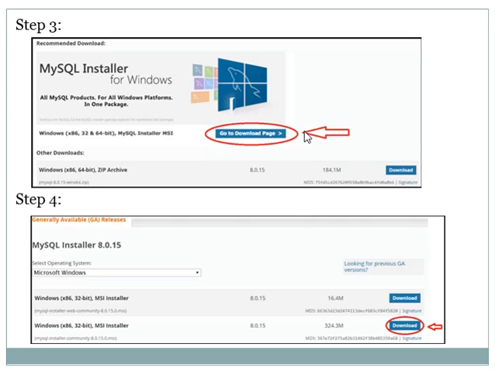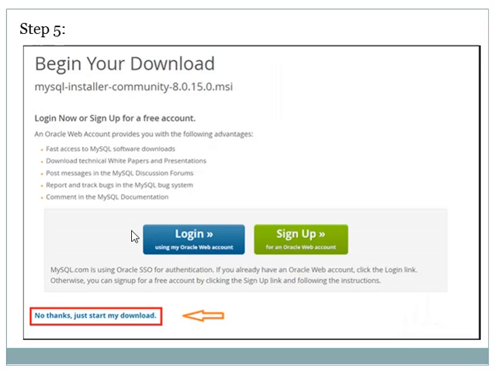Please don't download from the other download sections, which are available exactly below the go to download page option. In step 4, after clicking on go to download page, it redirects you to another page where you need to click the second option, Windows x86 32-bit MSI installer, which has 324.3 MB of size and is circled in red below. The first download option, which has 16.4 MB size, is a web-based installer, that is a launcher file to install MySQL. So avoid the first option, you can download the second option.